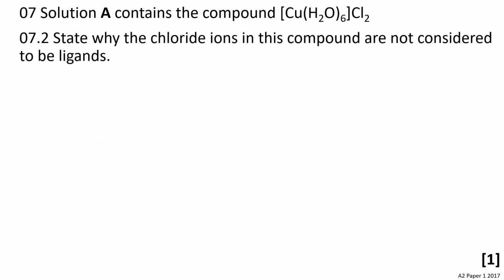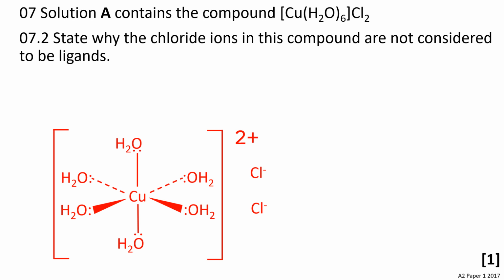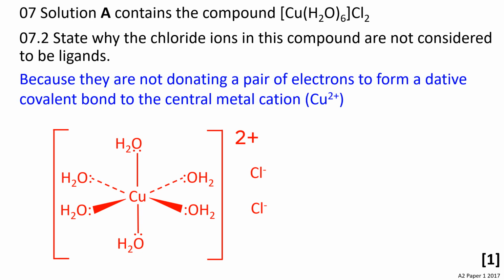Here's the next part of the question. State why the chloride ions in this compound are not considered to be ligands. A ligand is a species that donates a pair of electrons to a central metal cation to form a dative covalent bond. Chloride ions can act as ligands in other compounds, but this isn't the case here. Chloride ions are not acting as ligands because they are not donating a pair of electrons to form a dative covalent bond to the central metal cation.